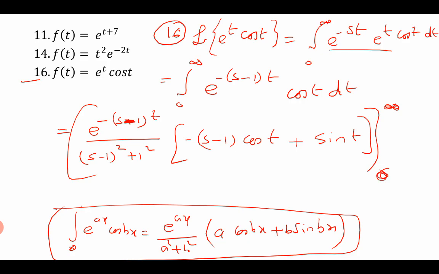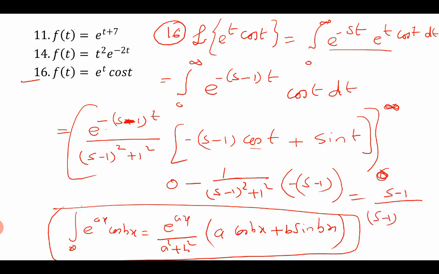Now substitute upper and lower limits. At infinity, e power minus infinity will be 0, so the upper limit gives 0 for everything. For the lower limit, t is 0, e power 0 is 1, so 1 over (s minus 1) whole square plus 1 square. And at t equal to 0, cosine 0 is 1, sin 0 is 0, so the second part is 0. Minus (s minus 1), therefore minus and minus cancel. So (s minus 1) divided by (s minus 1) whole square plus 1 square is the answer. That's the end of this problem.